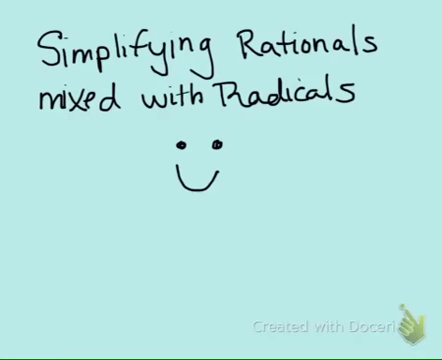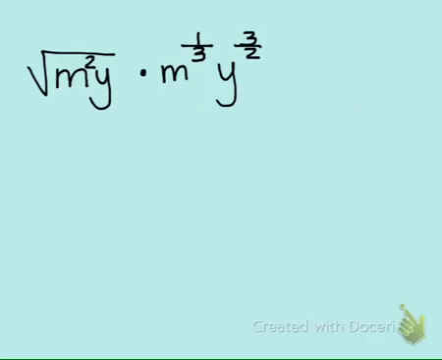Welcome back, guys. This video is going to show you how to simplify expressions with rationals and radicals mixed together. Let's get started. So the first one, we have a radical expression being multiplied times a rational expression right here. What I recommend you do first when you mix them is just put them both in rational form. That makes it a lot easier to combine.